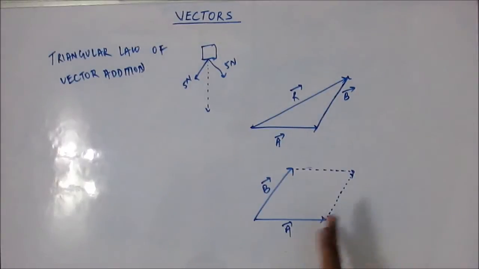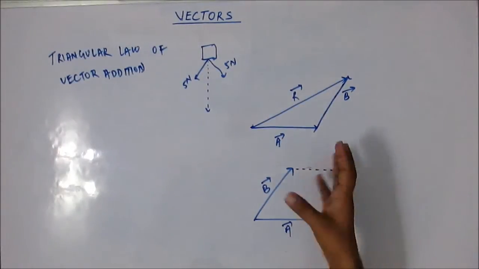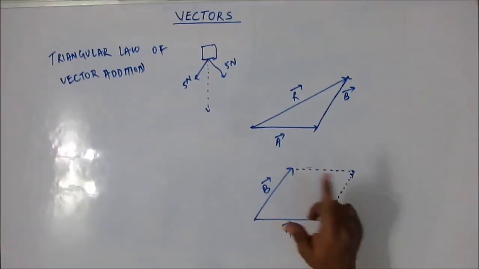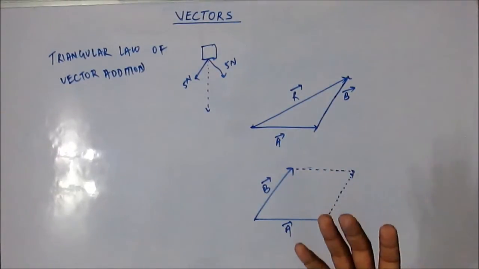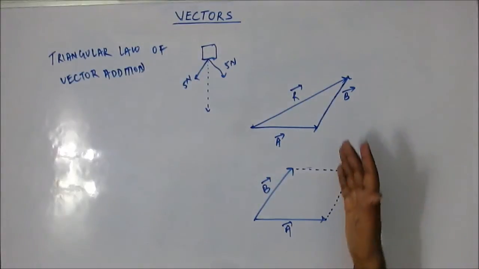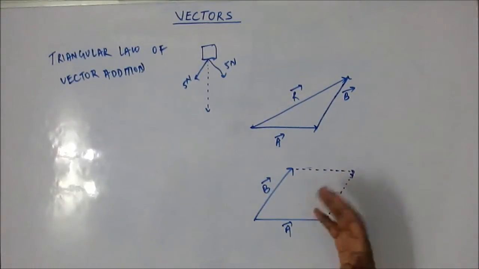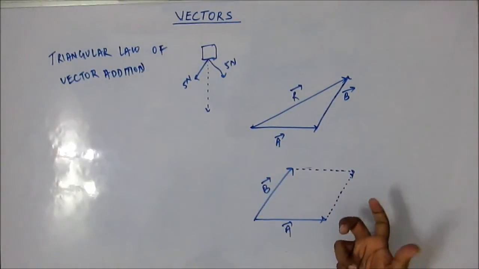Now we will derive the formula: what will be the magnitude if we know the magnitude of A and B. But for now, this is a qualitative idea. This is how we get the vector addition. Now the rest would be trigonometry and maths, but this is the physics. This is the law without any proof.